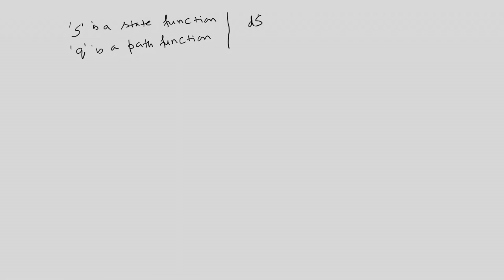Okay, in the last class we discussed that S, entropy, is a state function, and we proved that. We also proved Q is a path function. Then we discussed the change in entropy dS for an isolated system: it is greater than 0 for a spontaneous change and equal to 0 at equilibrium.